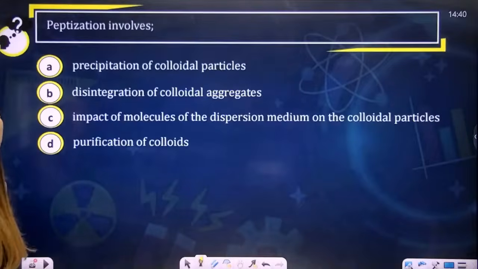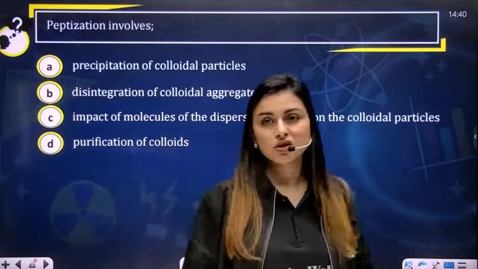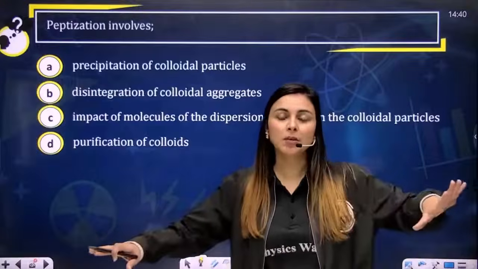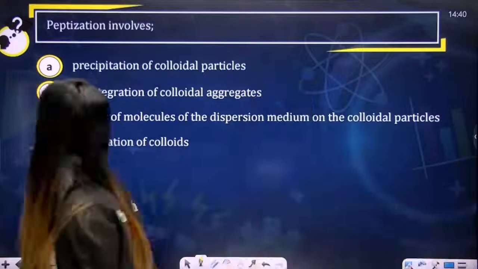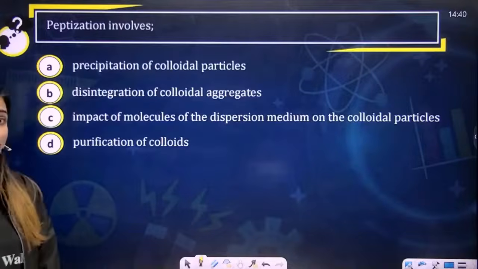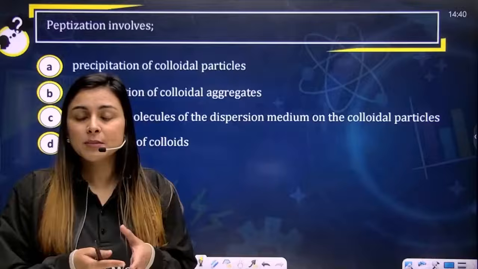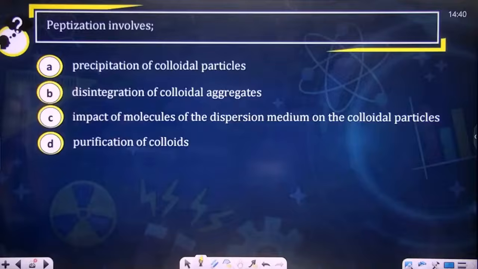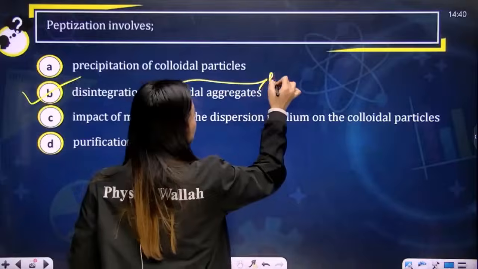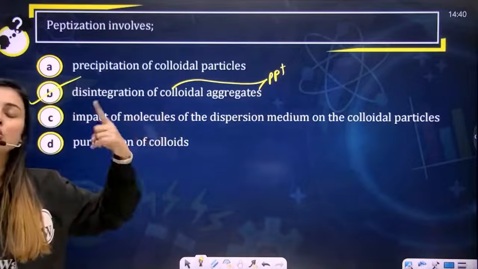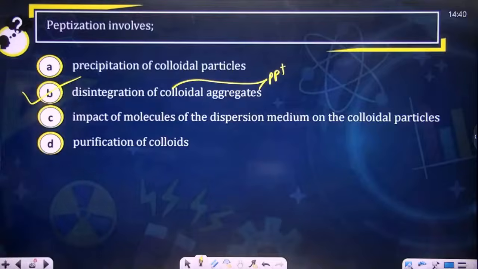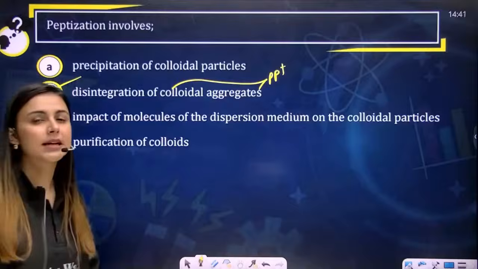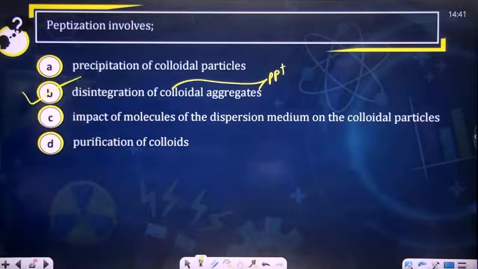Next question. Peptization involves. What does peptization mean? It means that you are breaking a precipitate into the colloidal solution, right? Yes. So precipitation of colloidal particles? No, colloidal particles are not aggregating and forming a precipitate. A precipitate is getting broken into colloidal solution. Opposite of this, disintegration of colloidal aggregates. Yes, colloidal aggregates will give you a precipitate and you will disintegrate the precipitate and you will get again the colloidal solution, right? Yes. Impact of molecules on dispersion medium, nothing like this. Purification we haven't discussed till now. So only option B is the correct answer. Right? Perfect. Let's move forward to the next question.